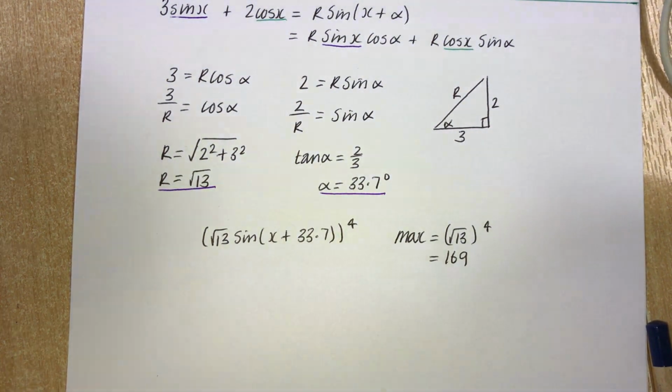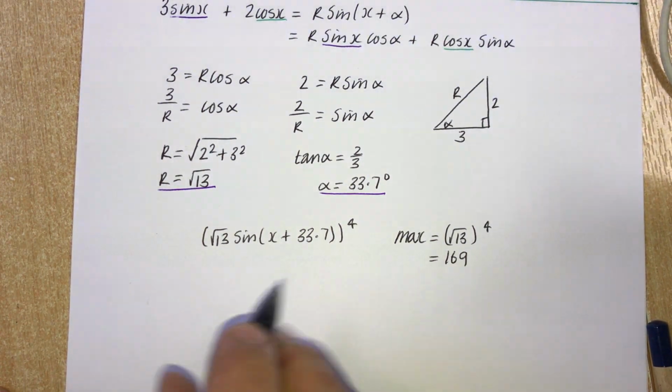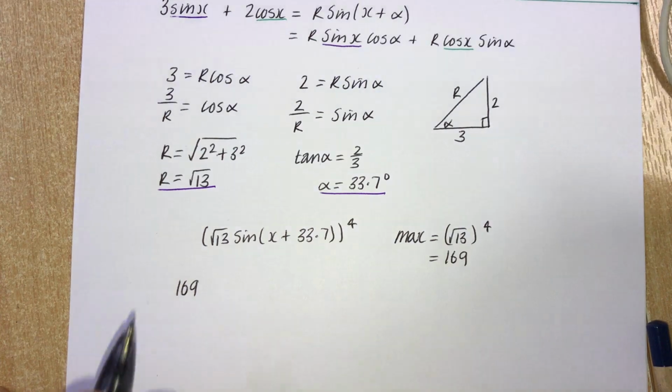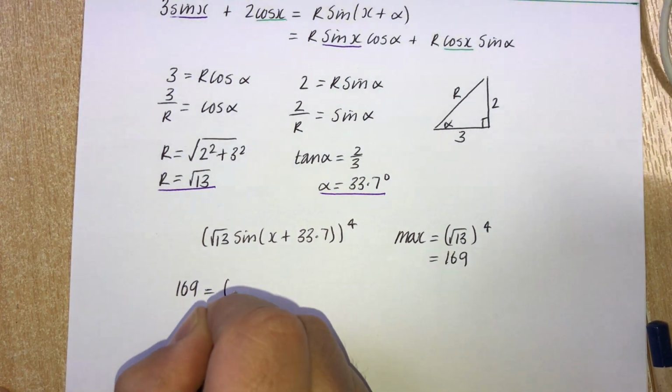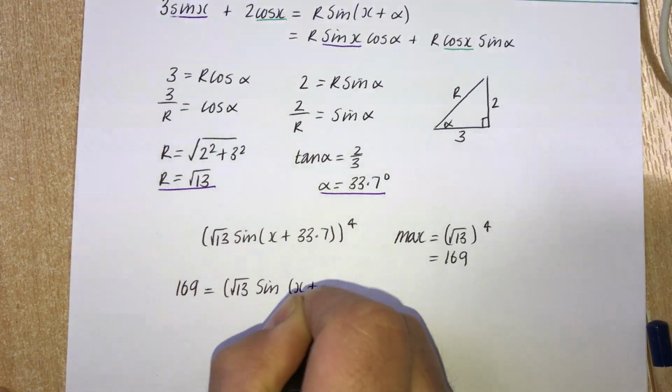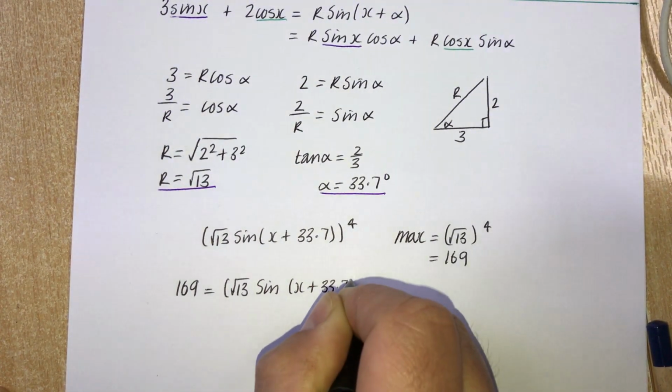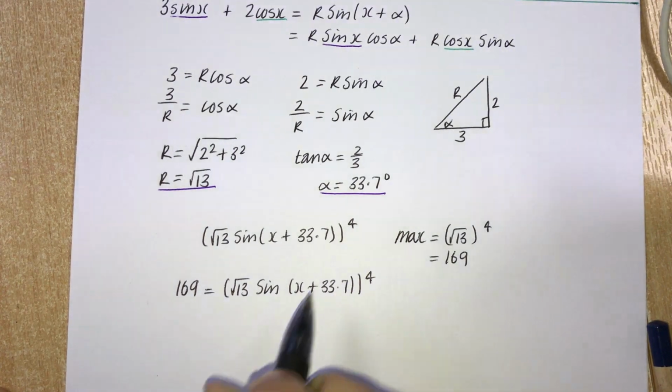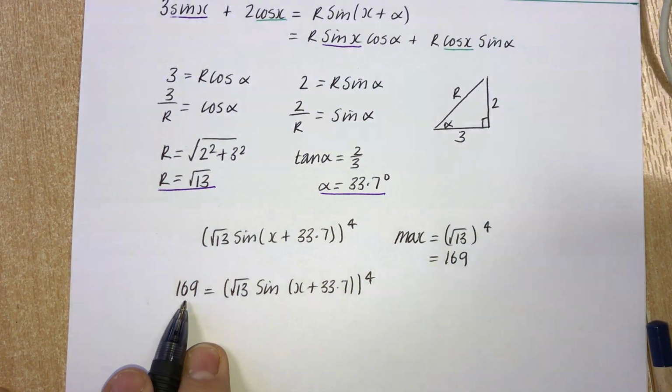I think I missed it off in the question. Did I say, oh, so between 0 and 360? I didn't have that in the question, so you may have found more, you may have found less. So I'm going to set this maximum value equal to the expression and find out the values of x that make it equal to 169.